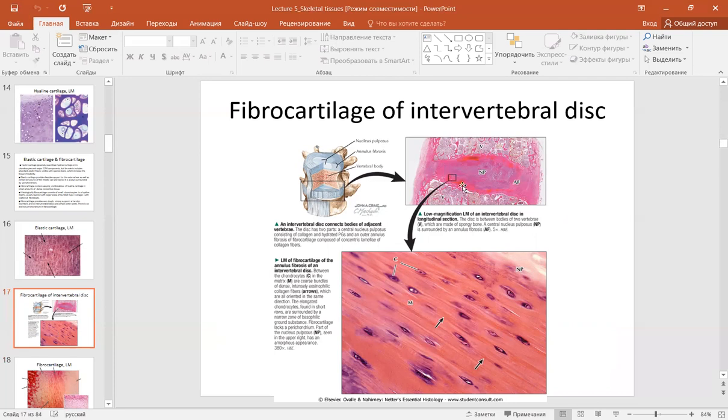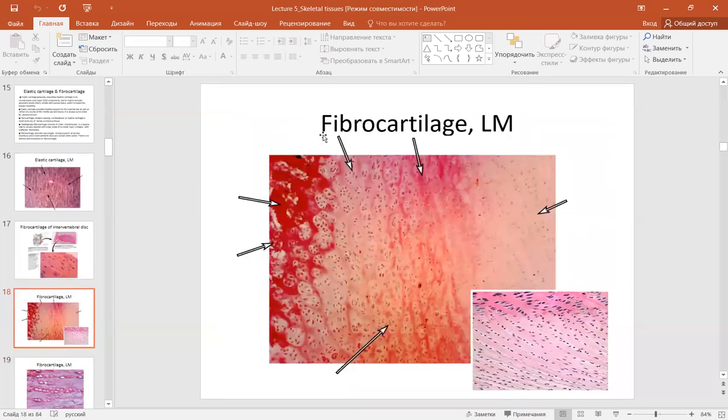And this is the annulus fibrosus, the ring covering the nucleus pulposus of the intervertebral disc. And here you have the element of the bone tissue, which is forming the vertebral tissue.